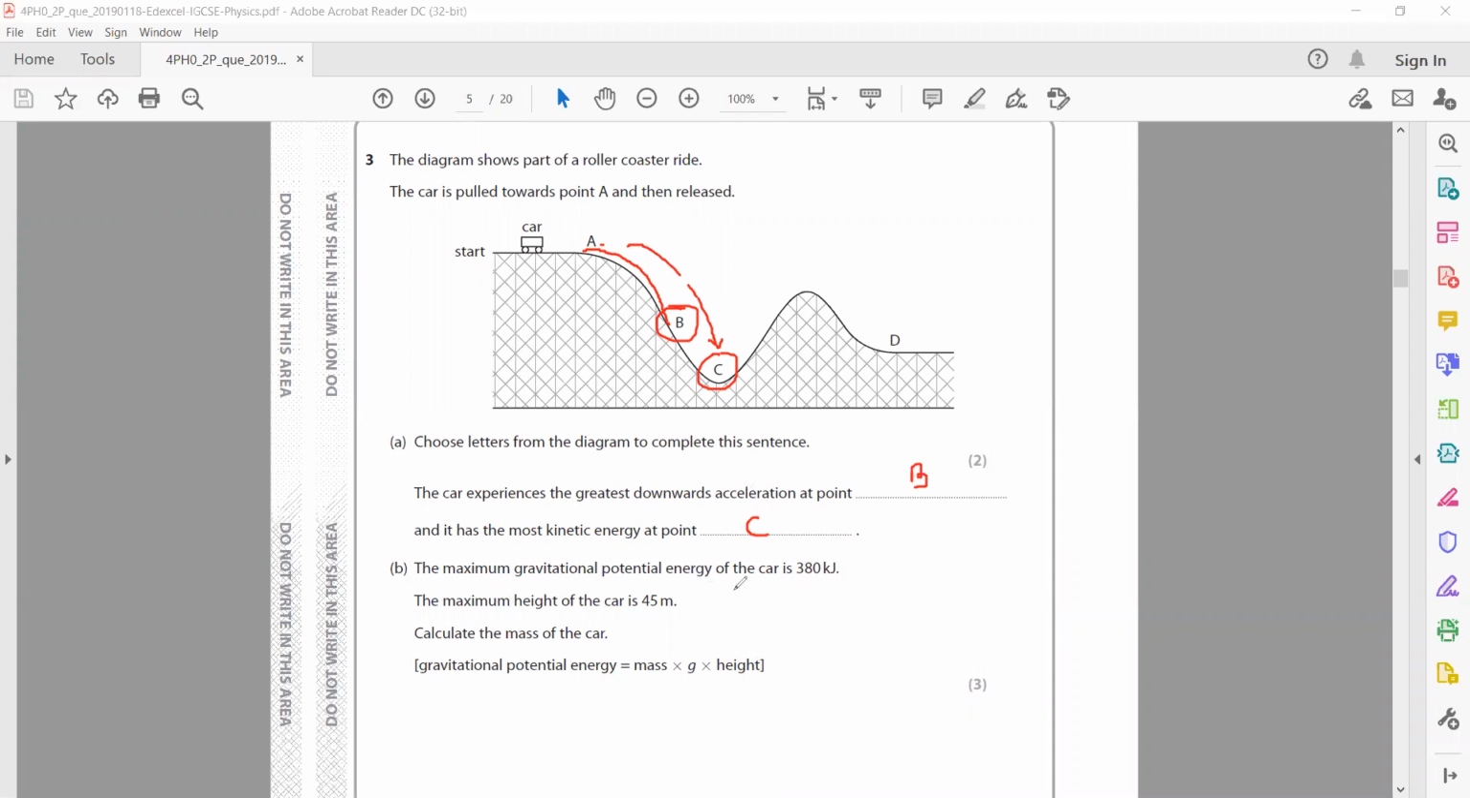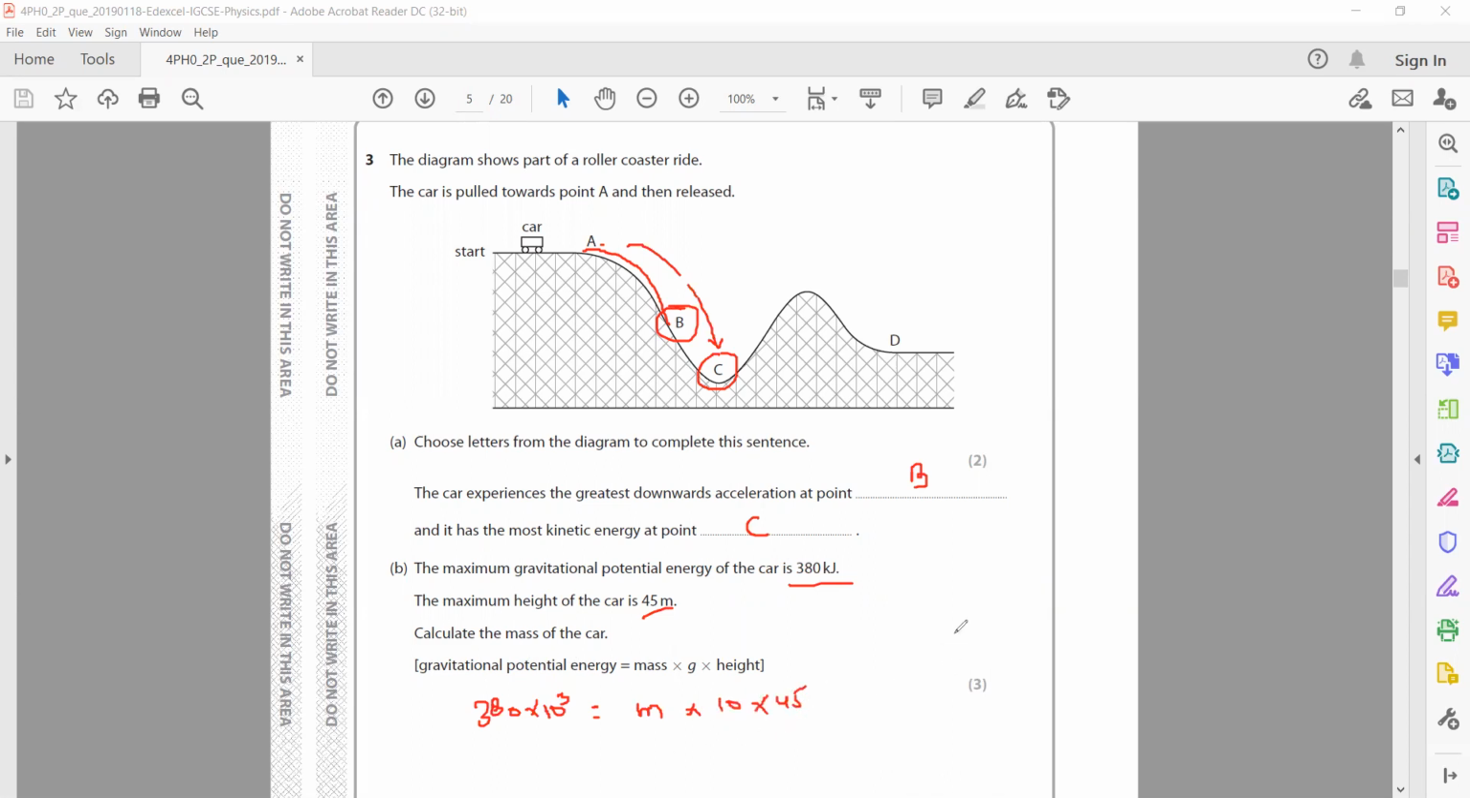The maximum gravitational potential energy is 380 kilojoule. The maximum height is 45 meter. Calculate the mass of the car. So 380 kilojoule, so it should be 380 into 10 to the power 3. Mass we don't know, that's unknown. Gravity we will take as 10 and the height is 45 meter.